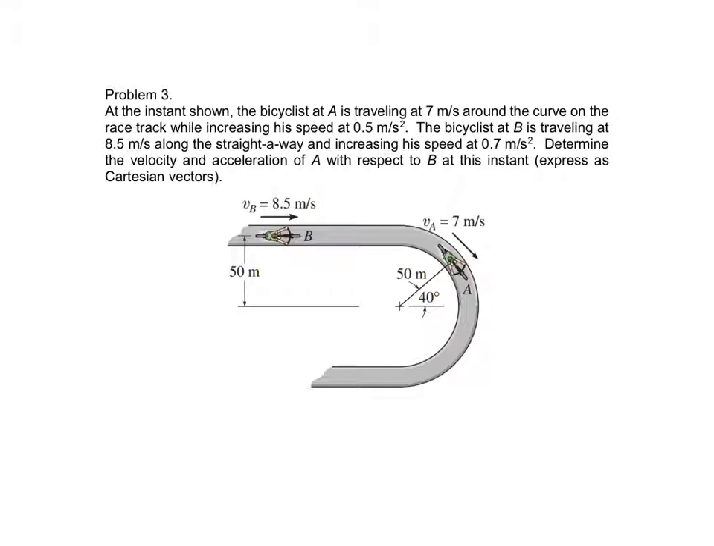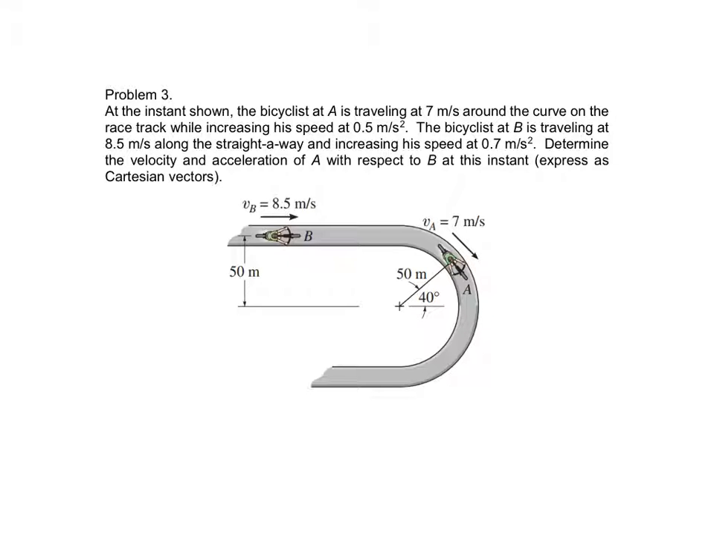Okay, so this next problem. At the instant shown, bicyclist A is traveling at 7 meters per second as shown, while increasing speed at 0.5 meters per second squared. The bicyclist at B is traveling at 8.5 meters per second along the straightaway and increasing his speed at 0.7 meters per second. Determine the velocity and acceleration of A with respect to B at this instant.